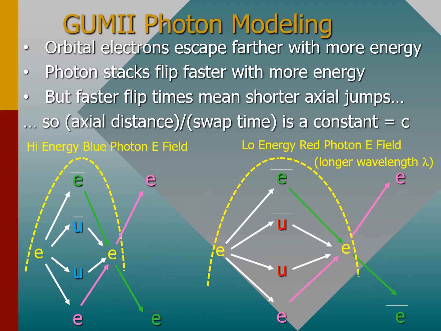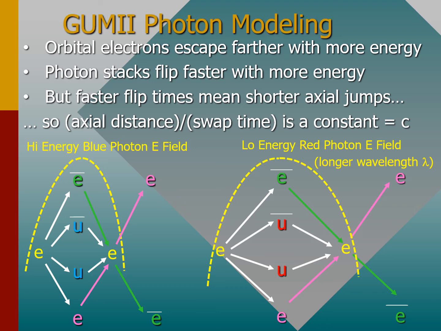This next slide reminds us that electrons can carry off different amounts of energy. For example, an orbital electron in the lowest energy shell of an atom will jump to higher and higher energy shells as it gains more energy. But photon and electron stacks have no shells to jump to, so they just flip faster if they have more energy.